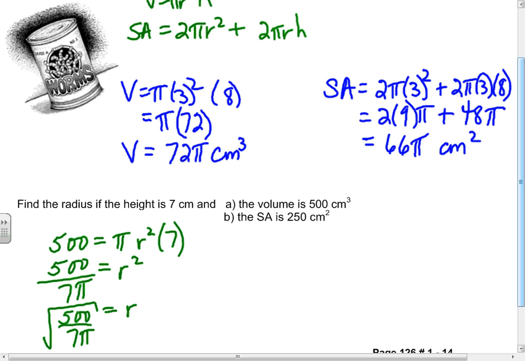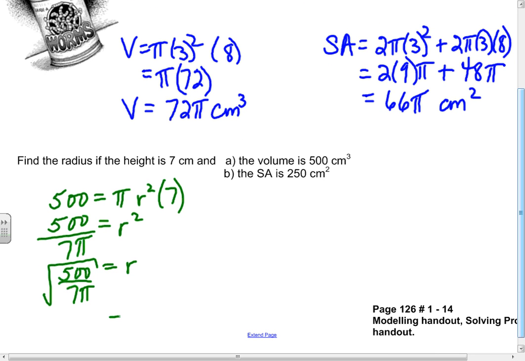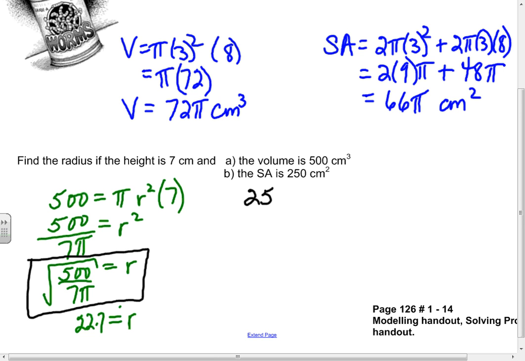That gives me an answer of approximately 22.7. I like this second last answer better because it's an exact answer. For part B, we've asked if the surface area is 250, find the radius.